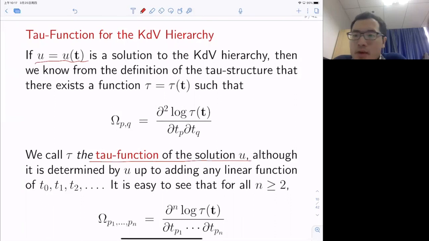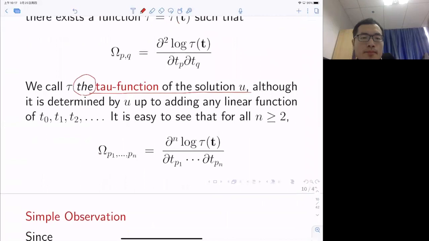And of course, this tau function is determined up to a linear function. It means adding an arbitrary linear function of the times to the log tau, we will consider them as the same tau function. And the multi-point correlation functions have also a better and simpler meaning. It just becomes the multi derivatives of log tau.